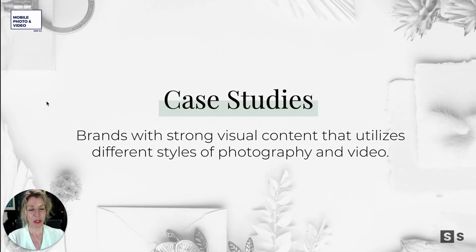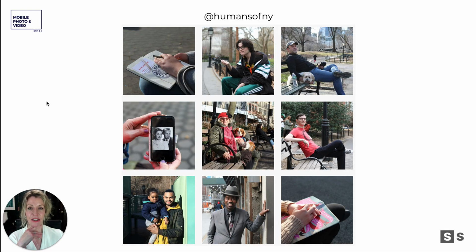Okay, strong visual content that utilizes different styles of photography and video. Let's look at some brands that are nailing it. Humans of New York. We include this because it is a brand and an Instagram feed, but just a social media platform or account that has been so renowned for so long with more than 10 million followers.